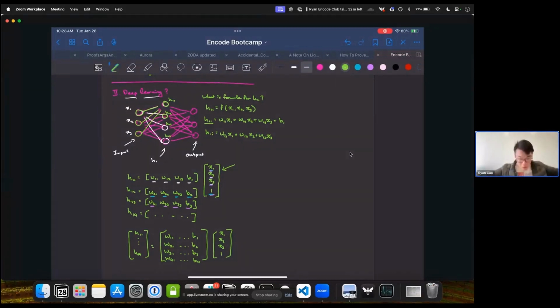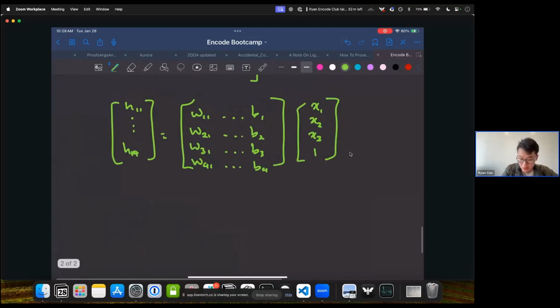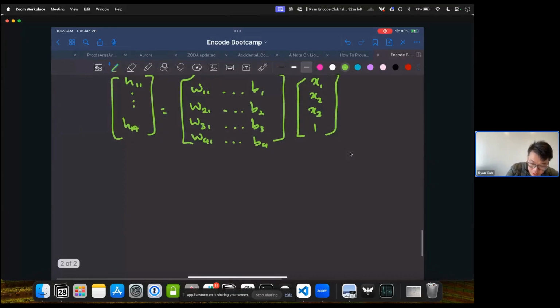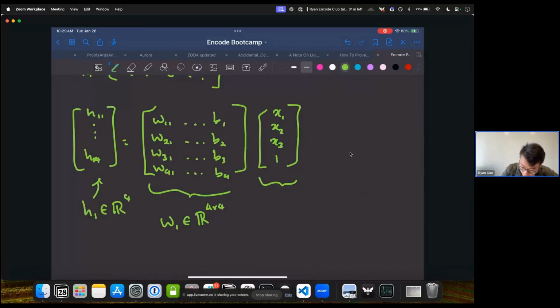So now that we've discovered that h11 through h14 equals this weight matrix times the inputs, I'm going to write this even more succinctly. So h1 I'm going to use to denote this vector. In general, we're going to say that h1 is in R4. The weight matrix, we're going to call W1, since it is the weight of this first connection layer. And W1 in this case is going to be in R4 by 4. And then finally, the inputs here, which I'm going to call X, is going to be in R4 as well.